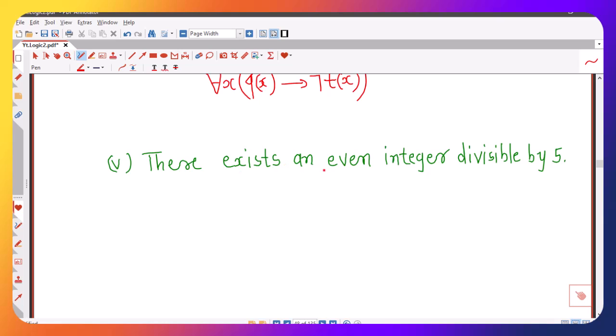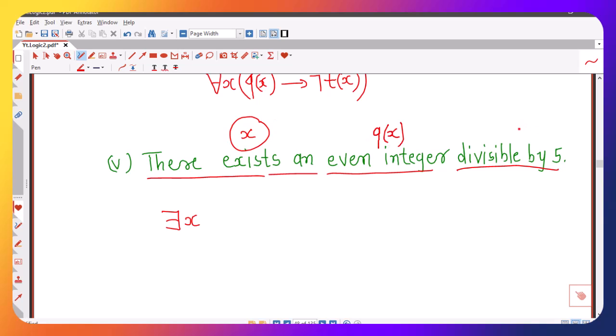Next statement is there exists an even integer which is divisible by 5. So this is clearly an existential quantifier indication. We have to use the existential quantifier. There exists an even integer that is divisible by 5. That means there exists at least one x such that x is even, that is Qx is true, and x is divisible by 5, that is Tx is true. So here I have to use the AND operator again, Qx and Tx, that is both statements are correct.